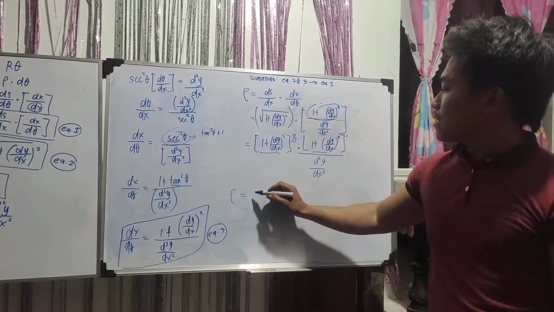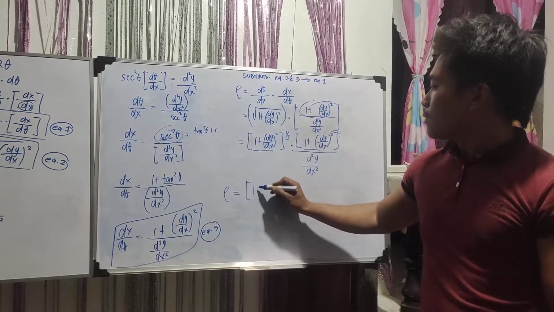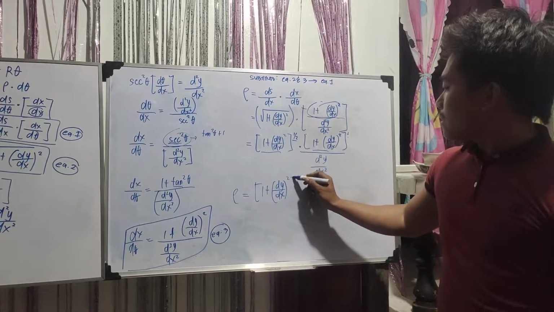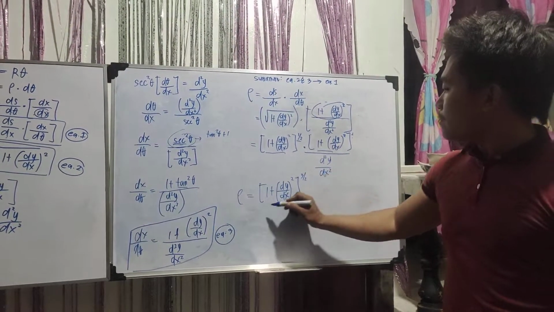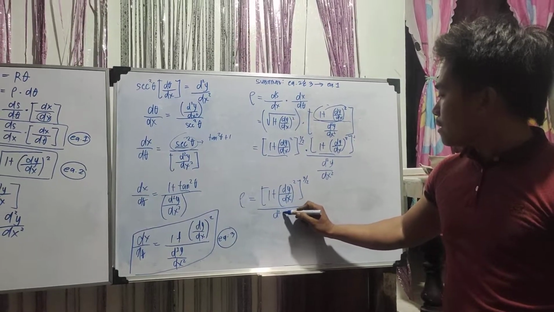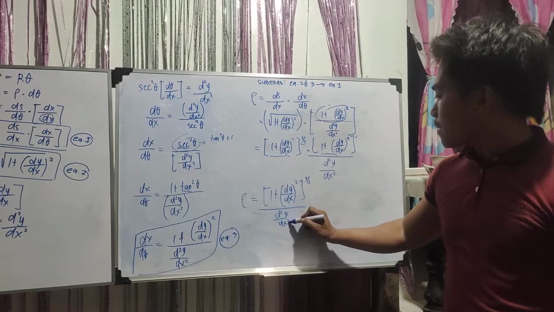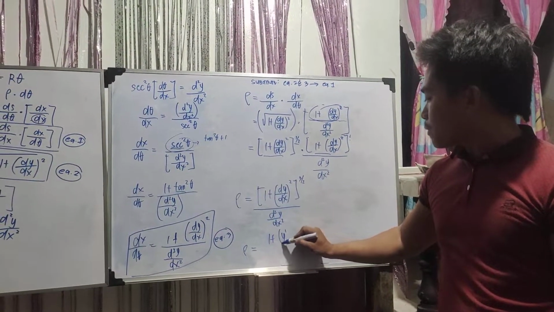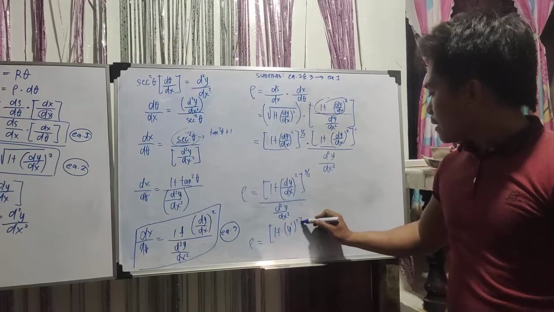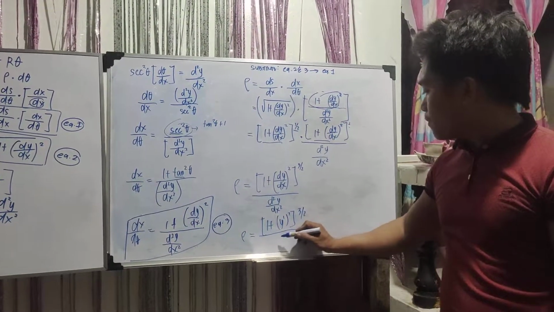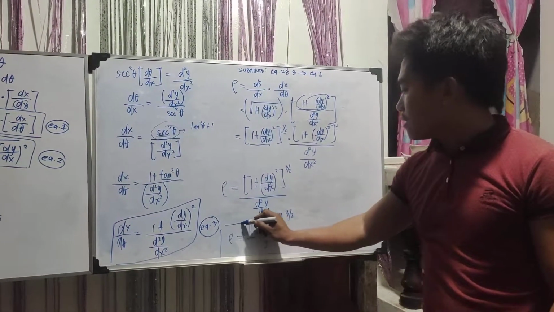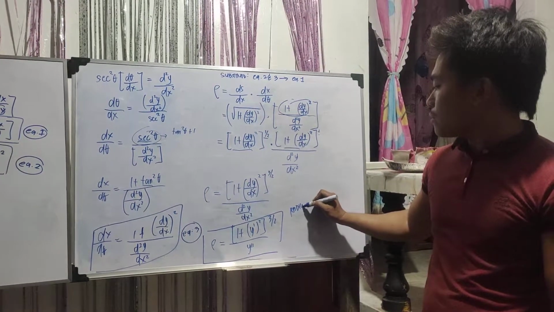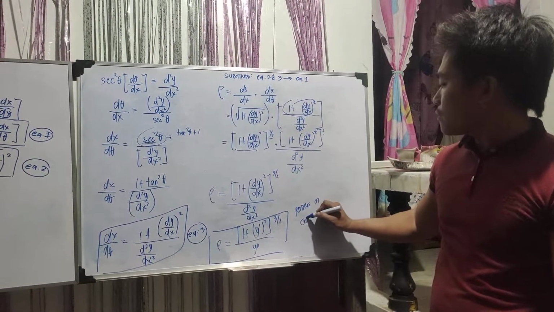So your final equation is what? That is just rho is equal to 1 plus dy over dx squared raised to 3 halves all over d squared y over dx squared. Or simply, rho is just 1 plus y prime squared raised to 3 halves all over y double prime. And this gives us the equation for the radius of curvature.